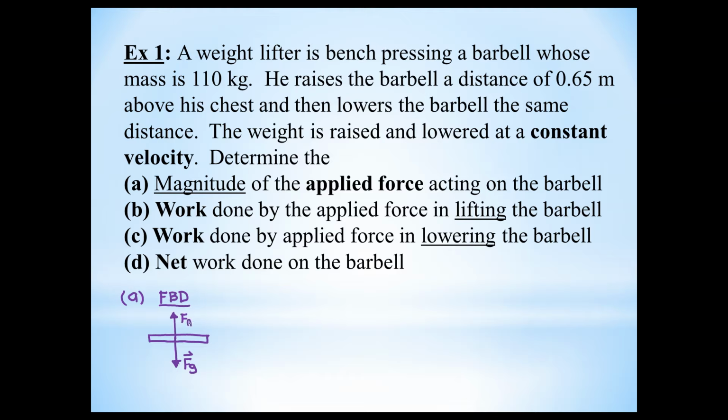So FA is up. There's no reason to draw a mass acceleration diagram here because it tells me that we're moving at a constant velocity. If we move at a constant velocity, that means my acceleration is equal to 0. Well, let's write down an equation of motion now. Let's look at the sum of the forces in the vertical direction. Because we're moving at a constant velocity, we're in a state of dynamic equilibrium, and that means that our forces are balanced.